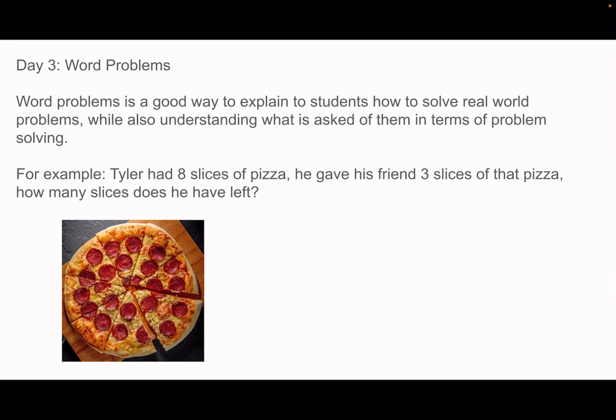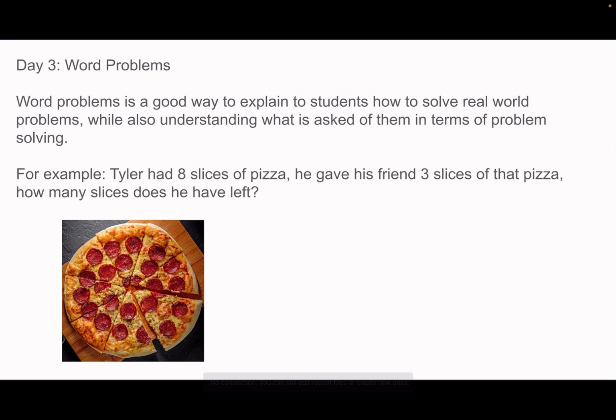For example, let's take 1-digit subtraction, right? Tyler has 8 slices of pizza. He gave his friend 3 slices of that pizza. How many slices does he have left? With this example, students will be able to analyze and also draw out the problem of what is being asked. It helps in terms of analyzing and breaking down what is specifically asked.